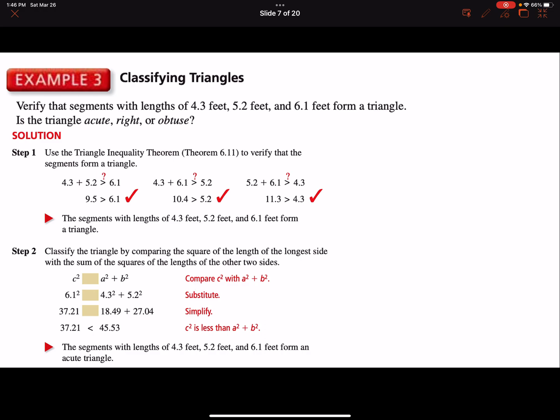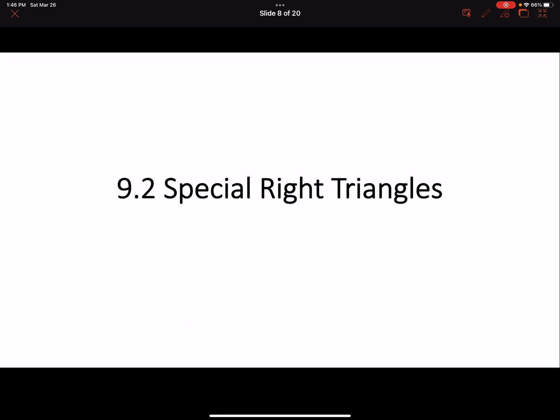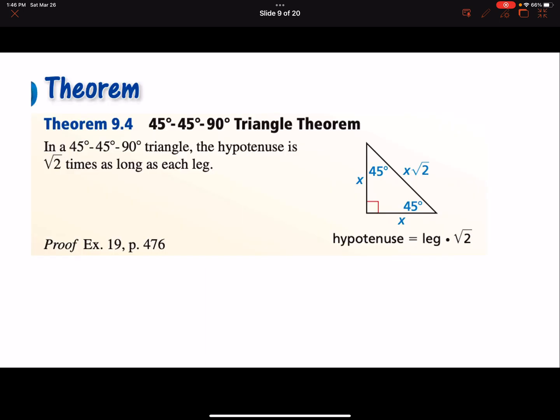Again, most of this was review, so if you fast forwarded until this point, great. Completely understandable. Let's move on to 9.2, special right triangles. We're going to be dealing with special right triangles. There are two special right triangles. The first one is a 45, 45, 90 right triangle. This is an isosceles triangle, meaning that two of the sides are equal to each other.